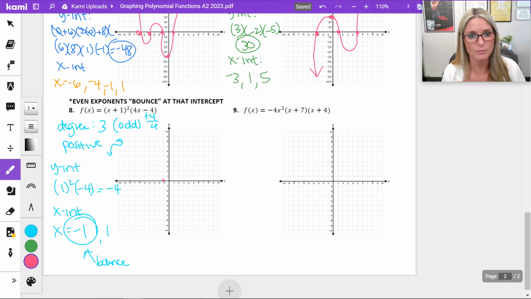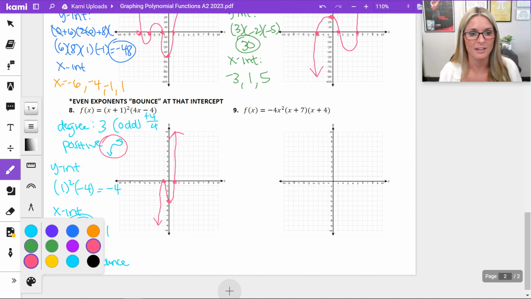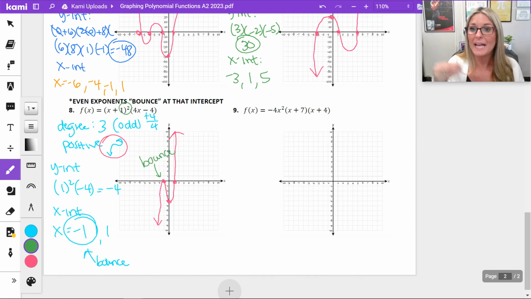We've got -1, +1. Our y-intercept was -4. We are odd positive, so down on the left, up on the right. I'm going to bounce on this -1, turn away from it. See how I didn't go through? Coming back through my y-intercept and all the way back up. This doesn't have to be perfect, but Delta Math definitely wants you to hit each of those points, the x-intercepts and the y-intercepts. So we bounced there on that -1 because we had a squared or any even. If it was a 4, if it was a 6, any even exponent or degree on your factor, we're going to bounce on it, okay?